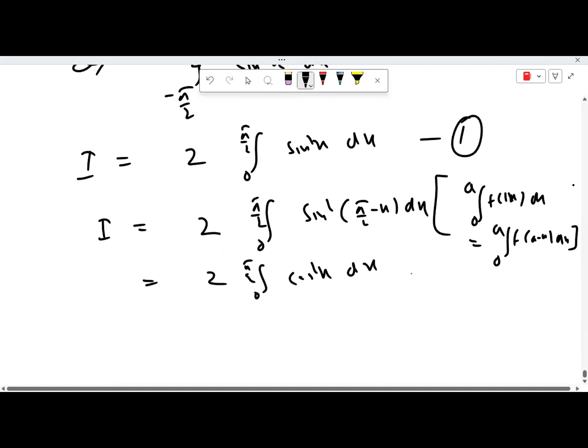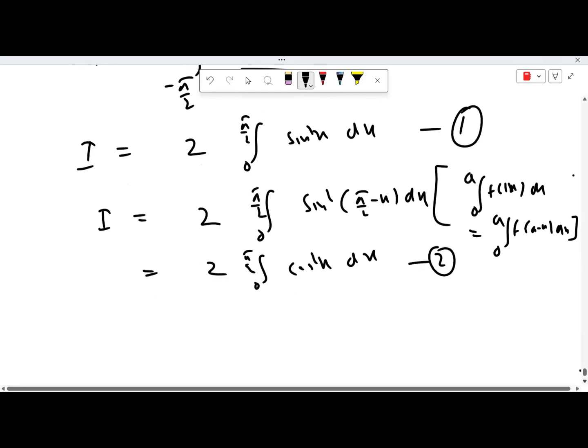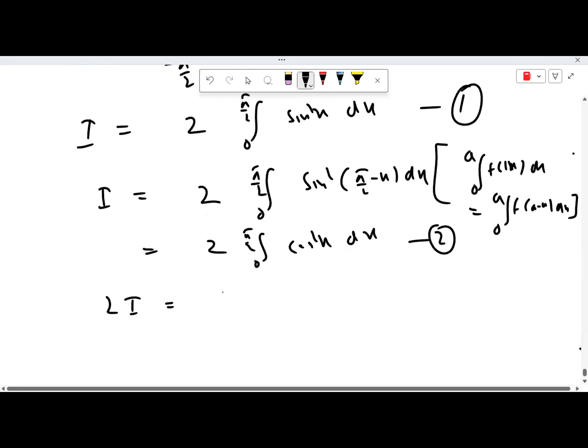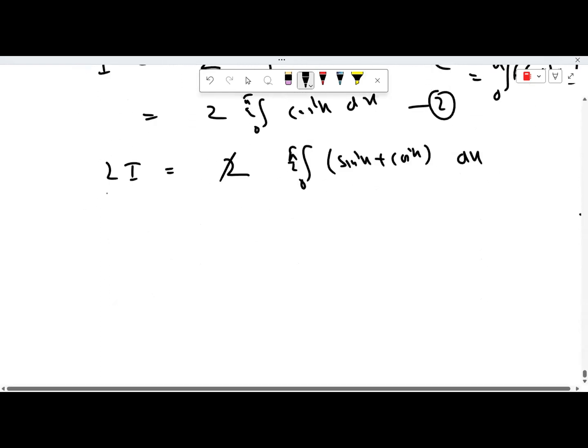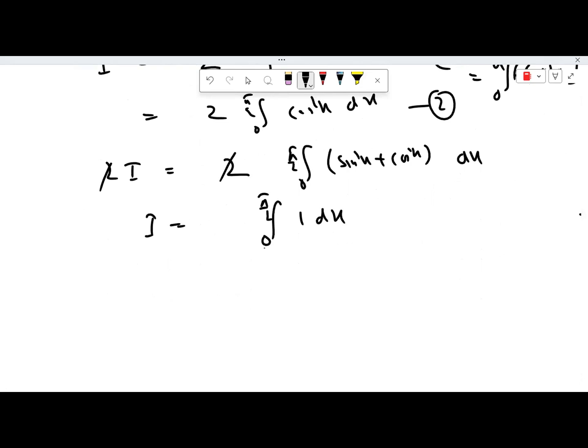Suppose this is equation 1, this is equation 2. If you add these two, then you will get 2I equals 2 times 0 to pi by 2 sine square x plus cos square x dx. So 2 and 2 we can cancel. So I equals integration 0 to pi by 2 of 1 dx. So x from 0 to pi by 2, so pi by 2. Okay, clear everyone? Yes, sir.